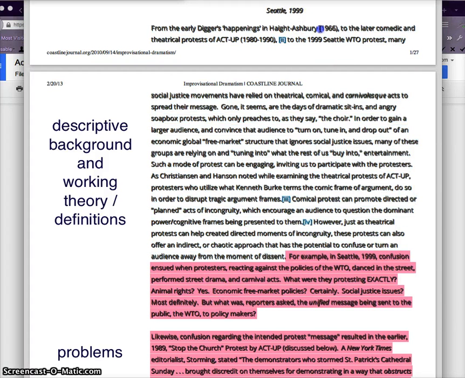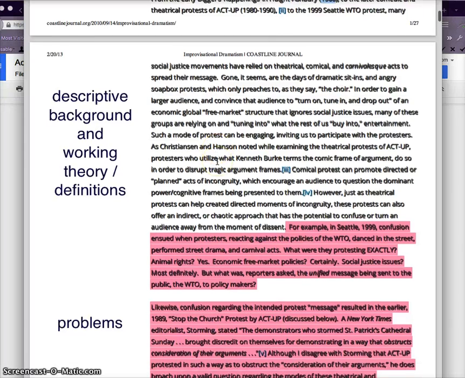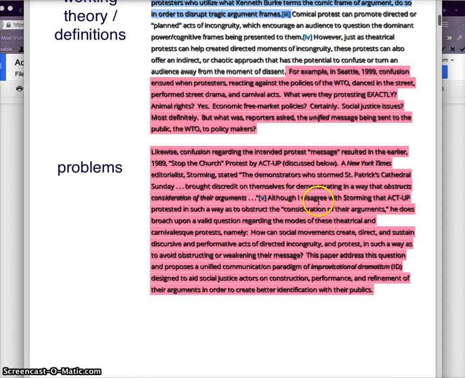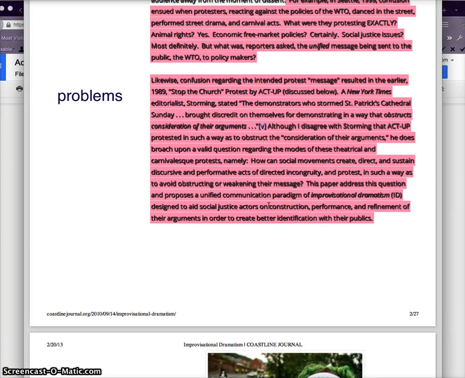Listen, this has been going on since at least 1966, and there's been important things all the way up to 1999 in Seattle with the WTO protest. I'm saying that these people are using theatrical ways to protest already. However, there's a problem, and I start to explain what those problems are. And then I use some research to back that up. All right, and I talk about why the problems exist. So this is all background information.